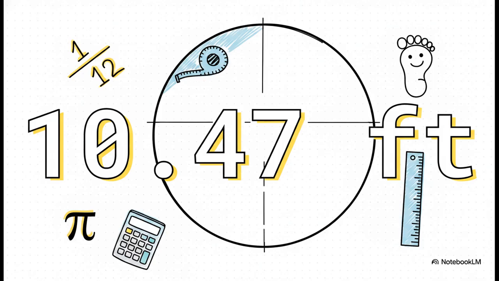Now moving to step 3 to verify. Feet is the correct 1D linear unit for an outer edge. And honestly, it makes perfect sense that a small 30 degrees slice of a massive 125-foot circumference circle would just be a little over 10 feet long.